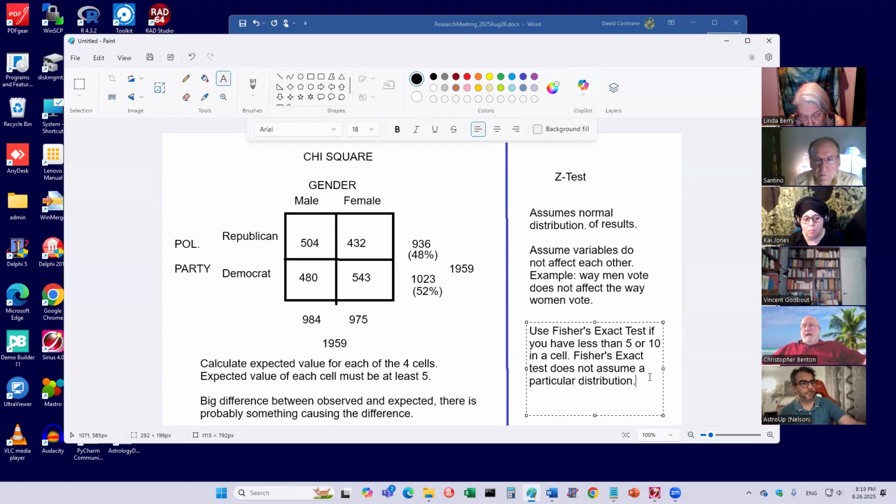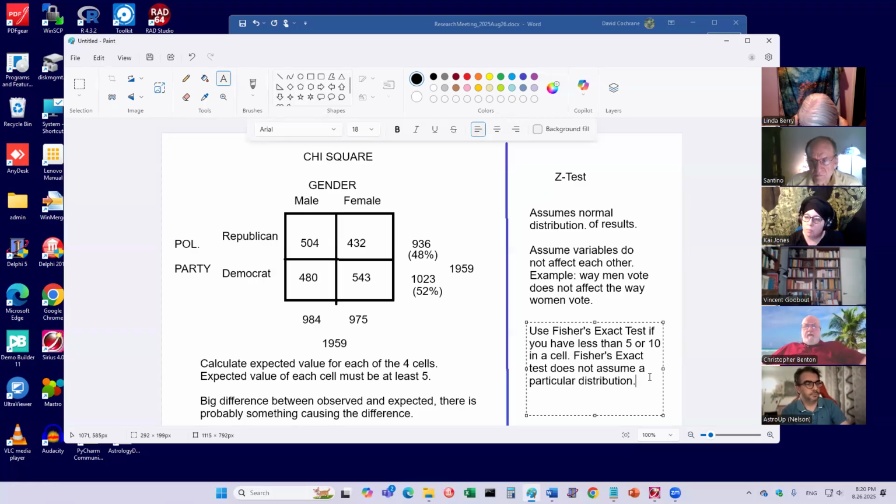Let me just clarify, the Fisher's exact test does not assume any distribution of the results. Chi-square assumes a chi-square distribution, and the z-test assumes a normal distribution, for the calculations that it's doing. Right. And that uses those distributions to compute a probability.